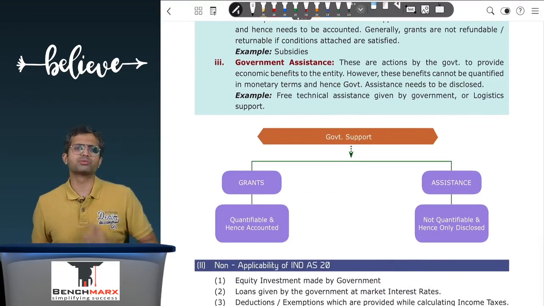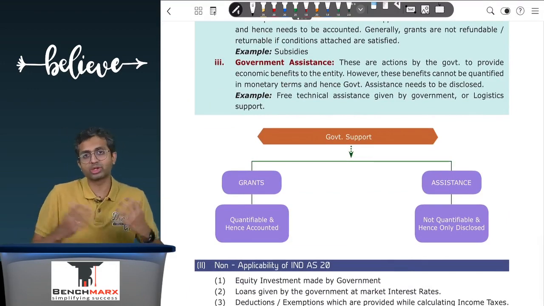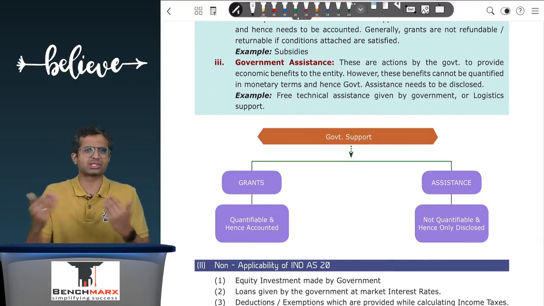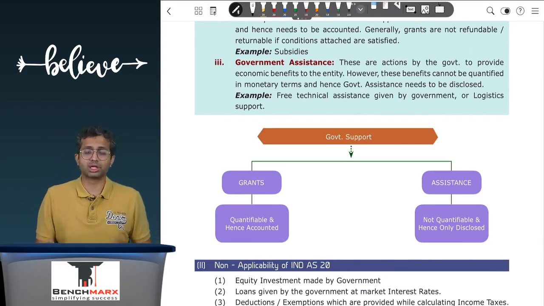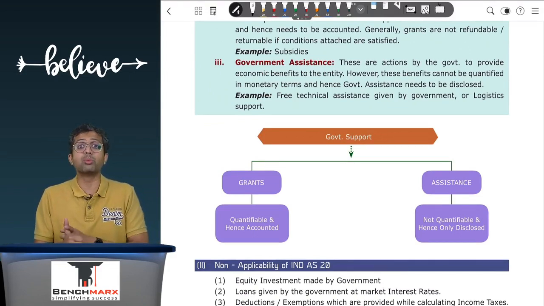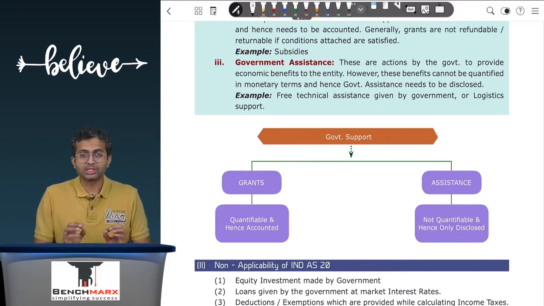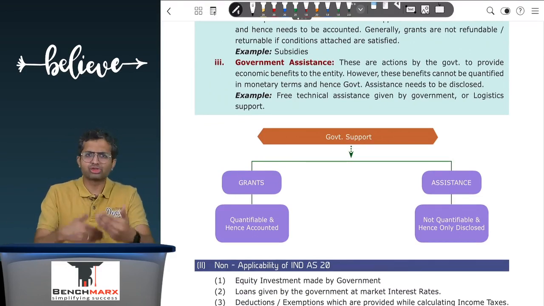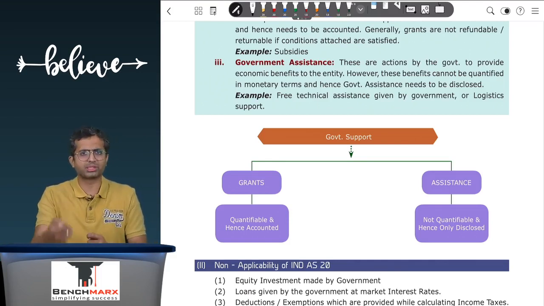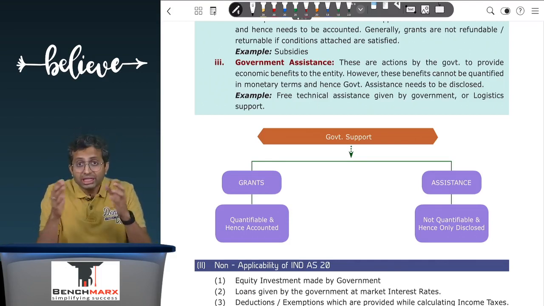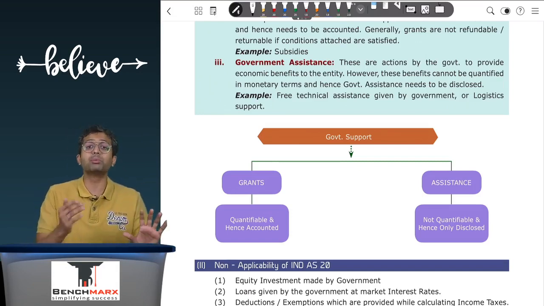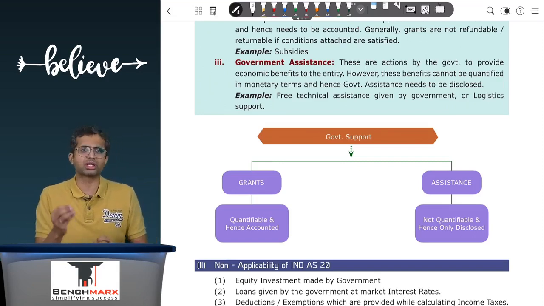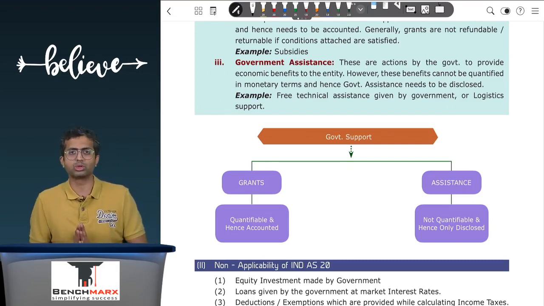Now, a large part of the standard focuses on the grants because accounting is to be done, whereas assistance is merely disclosed. So when should you initially recognize a grant? Well, a grant should be initially recognized the moment it becomes receivable. That is, the application criteria, etc. If you have to make some application, seek some approvals, the moment they have been fulfilled, that means you can recognize a grant, it becomes receivable. You do not need to wait till the time the grant is actually received in your account.